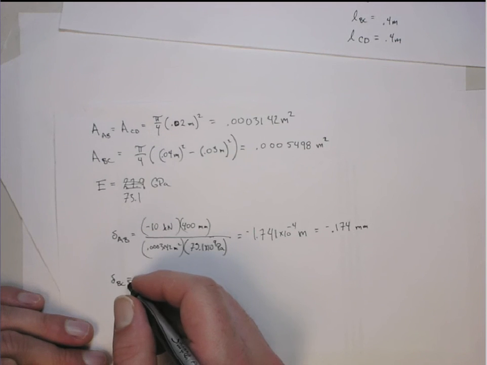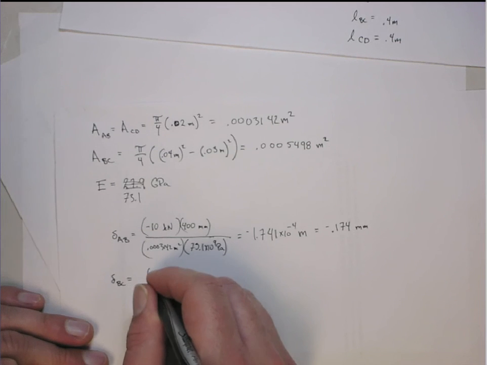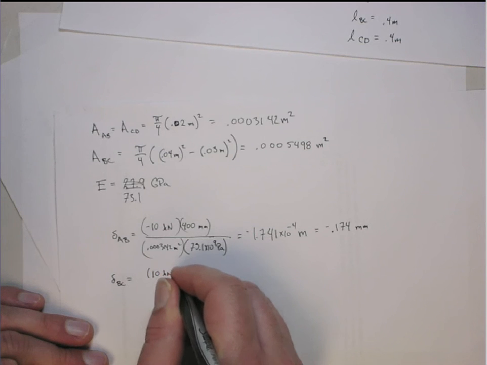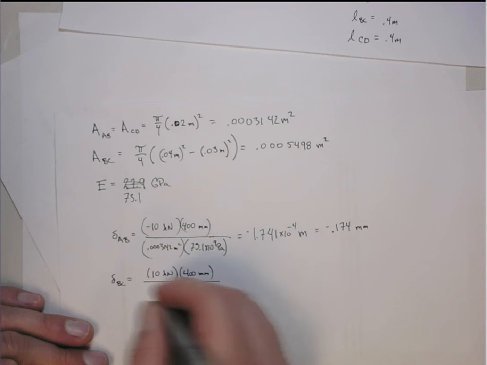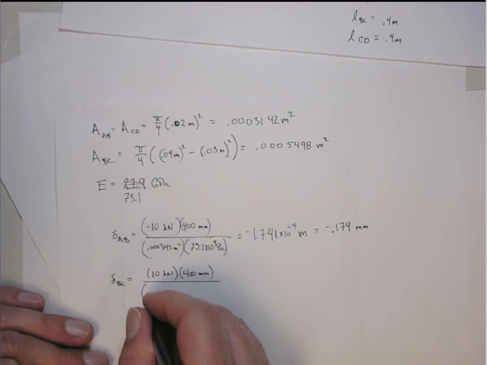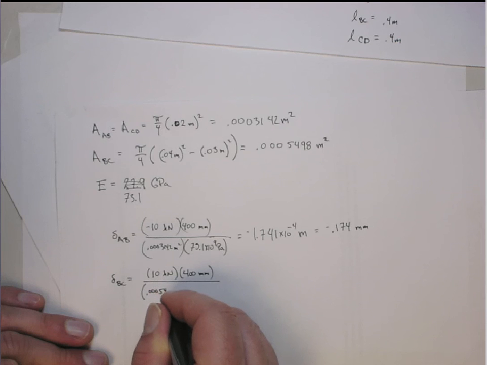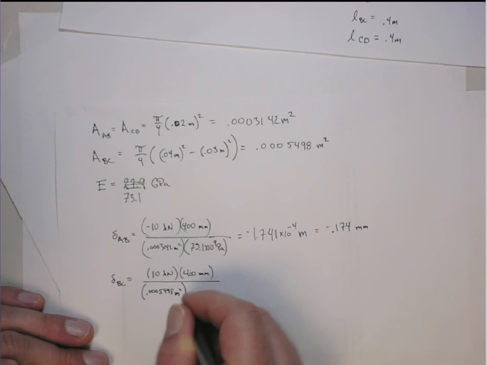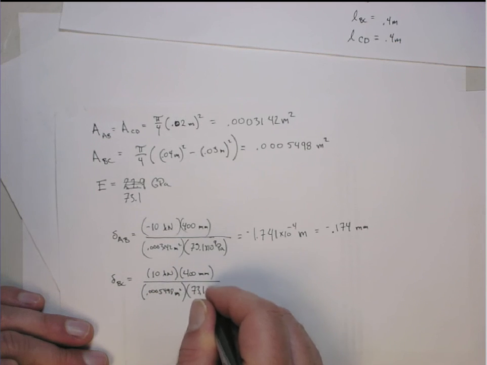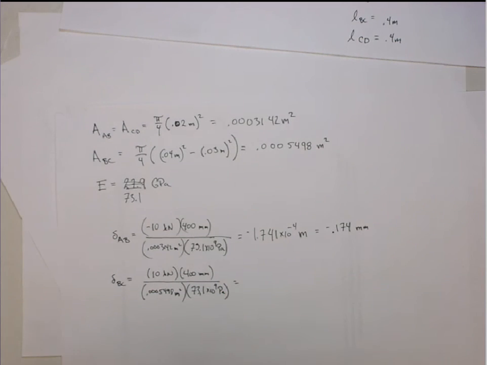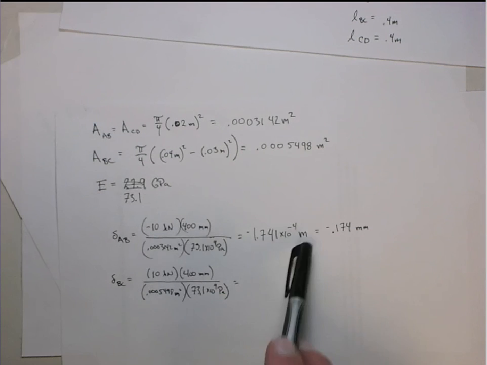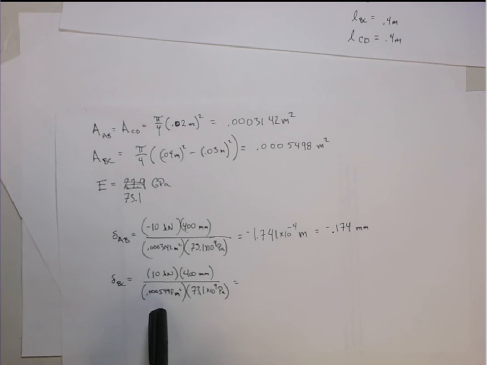Delta BC is going to be its internal reaction force, a positive 10 kilonewtons. Its length is 400 millimeters. Its cross-sectional area is different. Its cross-sectional area is the 0.0005498 meters squared, and then again, it's still 73.1 times 10 to the 9th pascals, okay? And so, actually, it's the same number as this, but just divided by the ratio of 0.0003142 over 0.0005498.